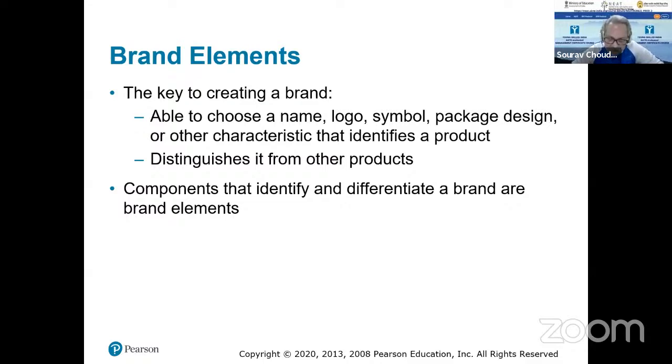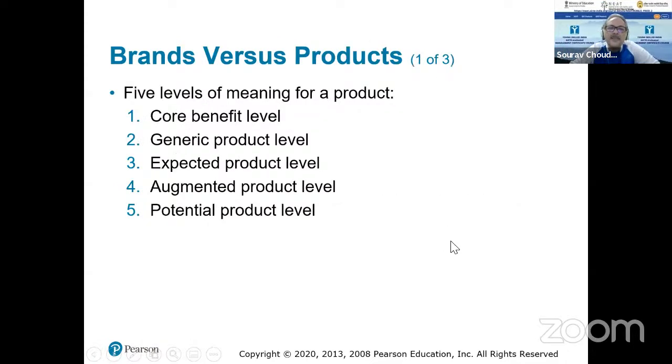So a brand is the only entity which distinguishes one product from the other, right? It's the only thing that differentiates one product from the other. Components that identify and differentiate a brand are brand elements. So when you differentiate two products or two brands, the components that help you do that are basically the brand elements. Okay. So brands versus product, the 5 levels of meaning for a product are core benefit levels.